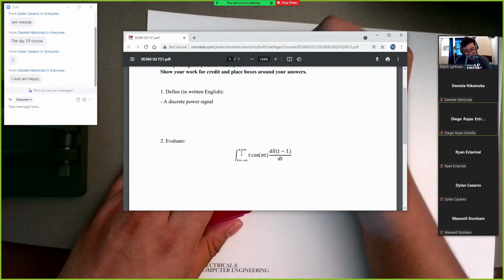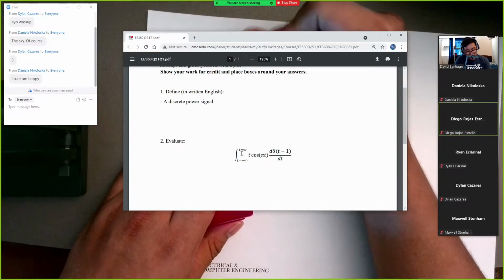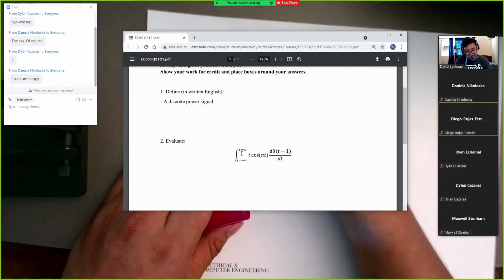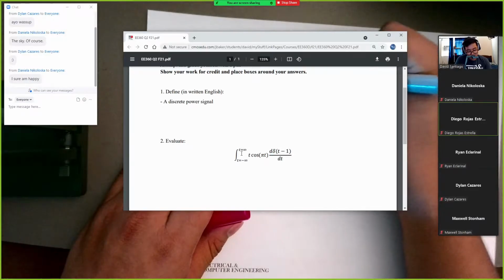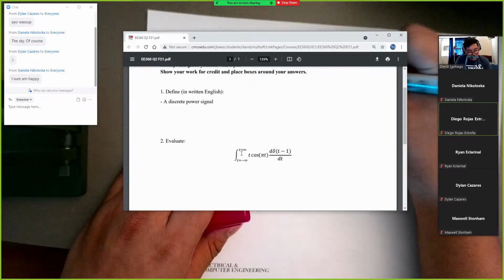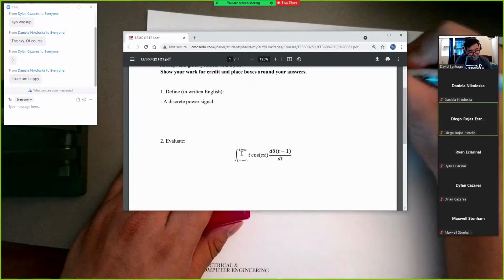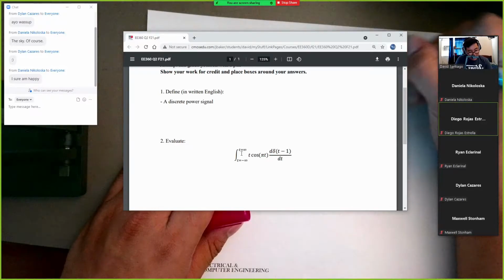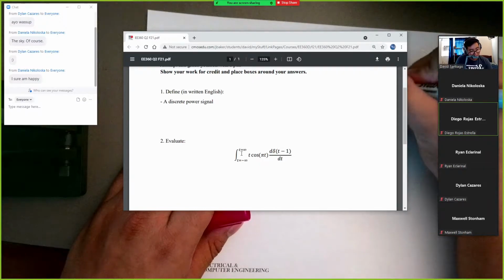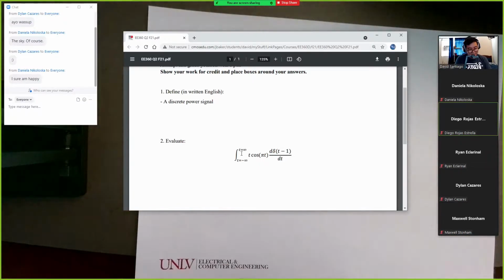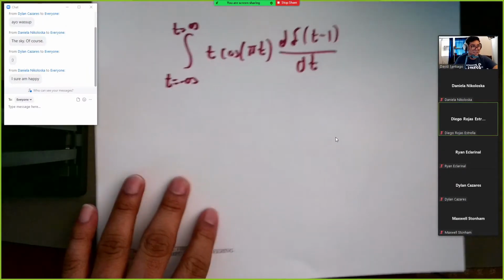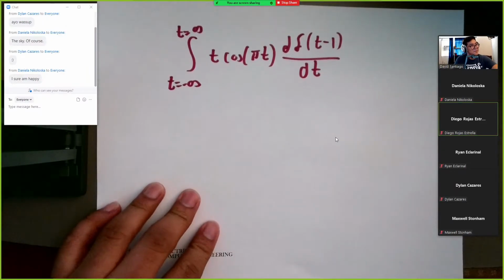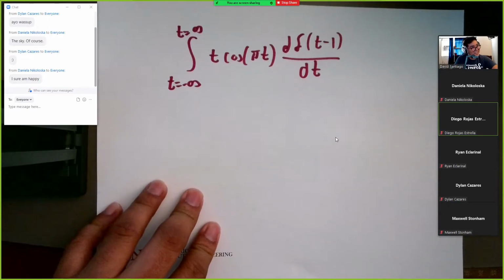Evaluate. If I were to give you this integral from t equal to minus infinity to t equal to infinity, of t cosine pi t, times d Dirac delta of t minus 1 divided by dt. There we go. So if I were to give you this problem, or not me, Dr. Stubert, were to give you this problem, do you know how to solve this?